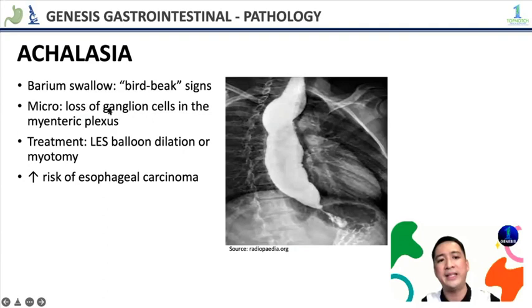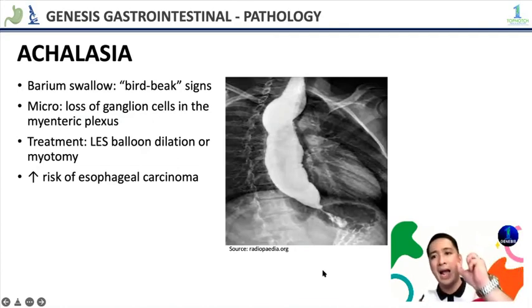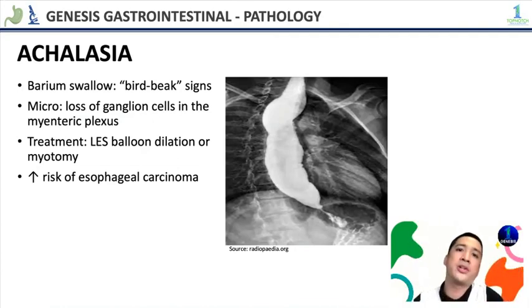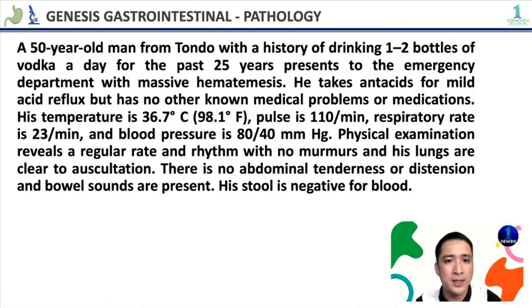So microscopic findings, loss of ganglion cells in the myenteric plexus. Treatment is lower esophageal balloon dilation or myotomy. And there is a predisposition with achalasia in increased chances of having esophageal carcinoma. So very important to remember achalasia. One of the high-yield board correlates and tested topic, your achalasia.